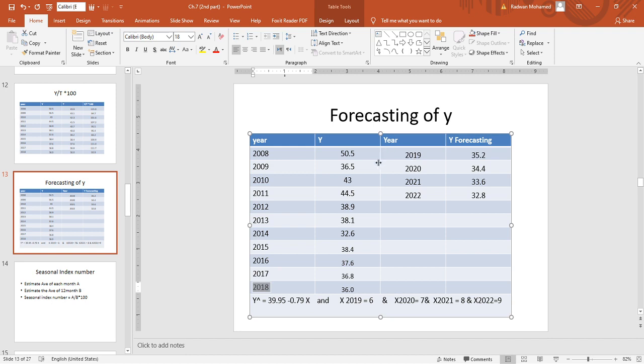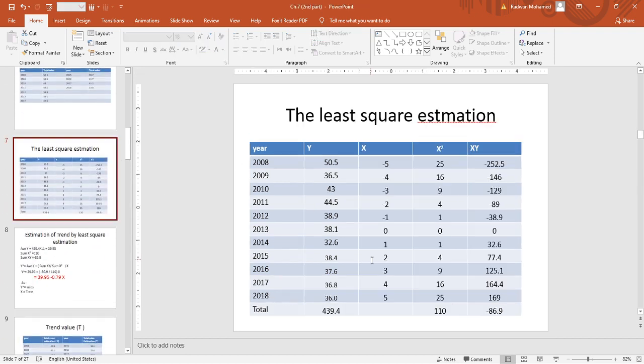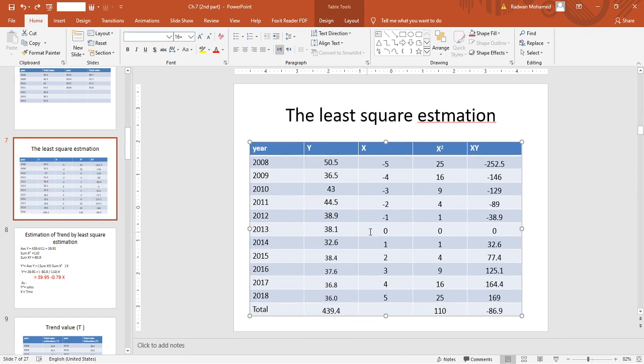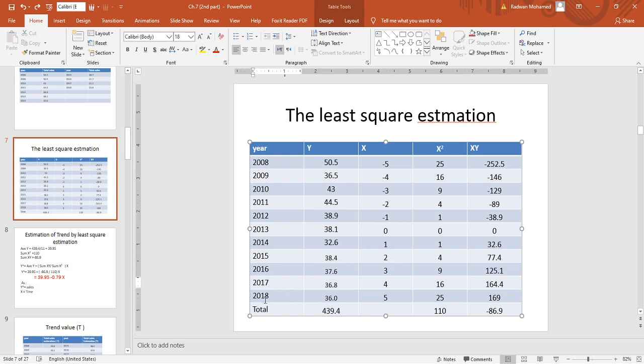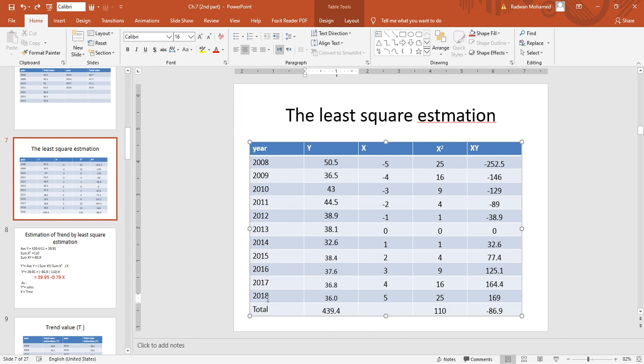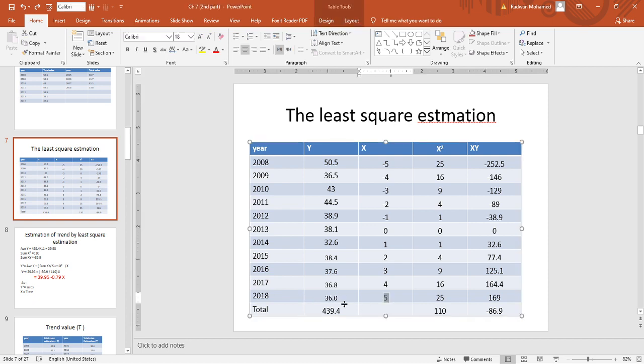First of all, if I put 2019 in this table, look at me here. If you remember, I identified the middle year, which is 2013. Then I numbered the years above and after with negative and positive values. So 2019 is after 2018, which is a positive value. So I give here 6. If 2019 is after this year, it will be given 6, not 5.